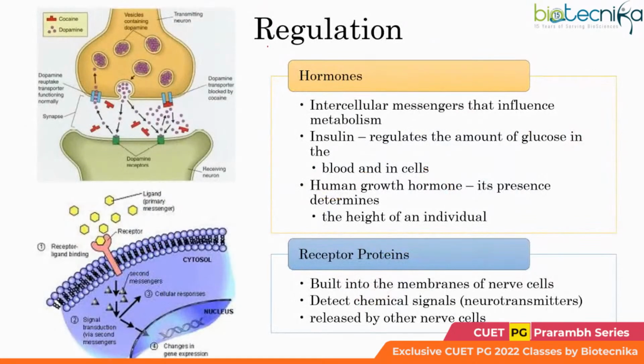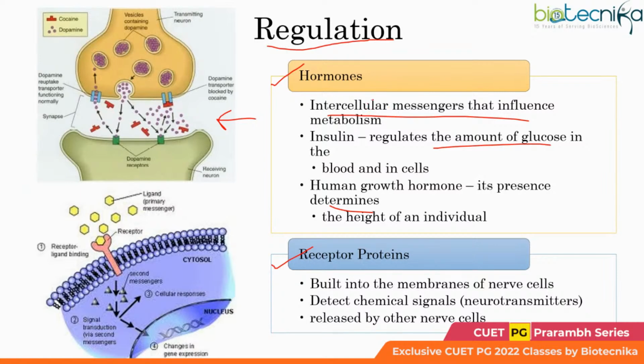Fine. Next is regulation. So regulation works in hormones and in receptor protein. Hormones, what are they? We have hormones throughout the body. They act as messengers, they act as signals, that affect metabolism in different functions. For example, the signal from a neuron to a muscle, right? And also insulin, the regulation of the amount of glucose in the blood and in other cells also. Human growth hormone, its presence determines the height of an individual.